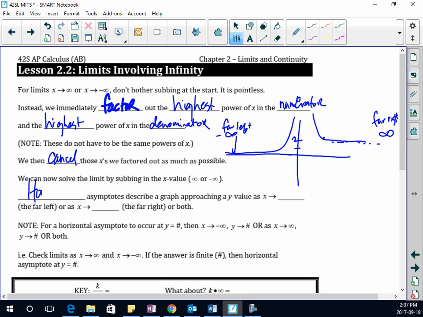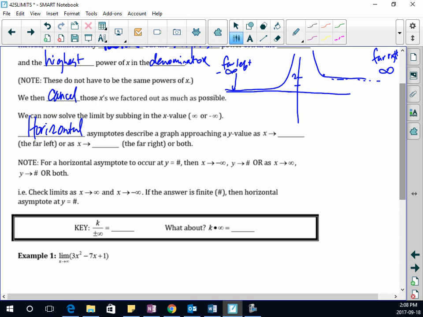So horizontal asymptotes describe a graph approaching a y value as x approaches negative infinity, the far left, or as x approaches the far right, which is positive infinity, which I don't usually put a sign on. Or it could be both. So for a horizontal asymptote at y equals some number, x approaches negative infinity, or x approaches infinity, or both. We're going to do some questions so that you'll figure this out.